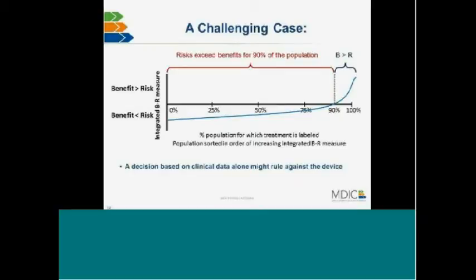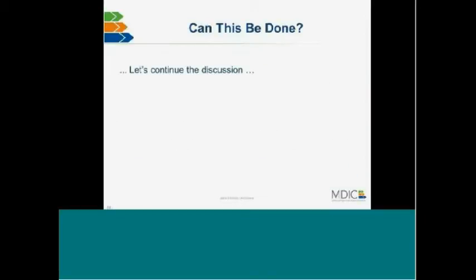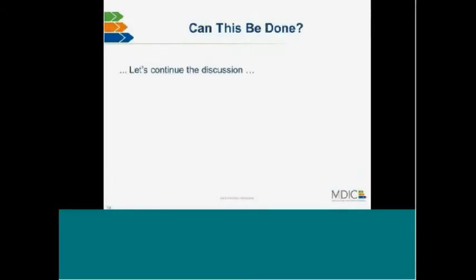One of the key ideas behind the framework, and I think it may manifest in the FDA guidance document that's just being released, is that if a decision incorporates patient preference information, you could potentially provide that 10% of the population with an opportunity to use that device. Now, I'm not saying how to do it, and it's obviously going to have a lot of complications. How it can be done, that's what we're going to continue our discussion with. But the important idea is that preferences for a population applied to the clinical data allow you to identify subgroups, some of whom would choose to use the device by preference, some of whom would choose not to use the device by preference. And let's move on.